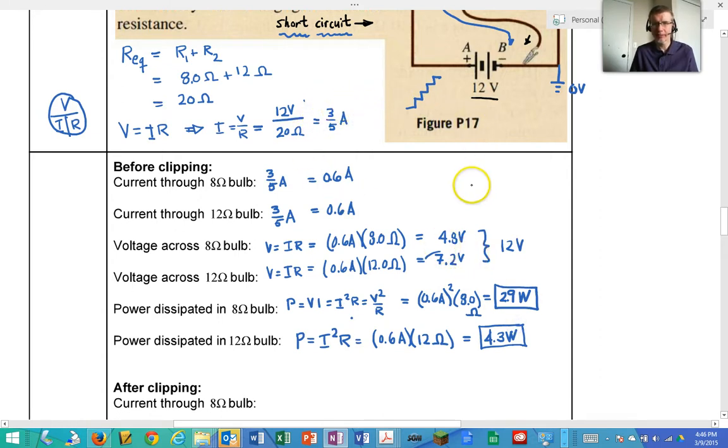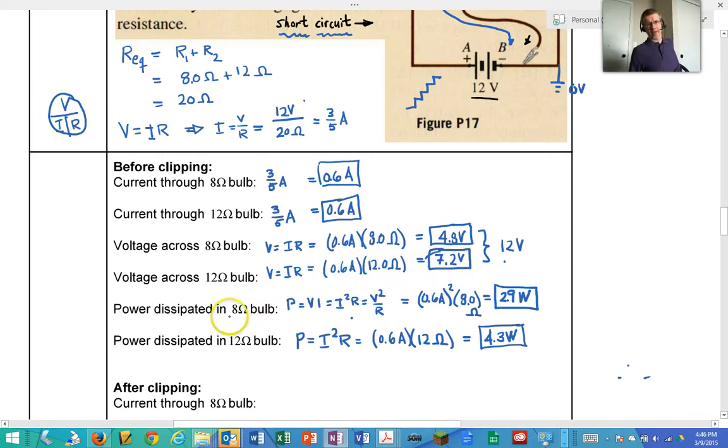Okay, so let's clean this up a little bit. I've got 0.6 amps here, same current through both resistors, same current through both bulbs. I've got the voltage adding up here to 12. Higher voltage through the higher resistance bulb, lower voltage through the lower resistance bulb. And then I've got power here, 2.9, and then 4.3.